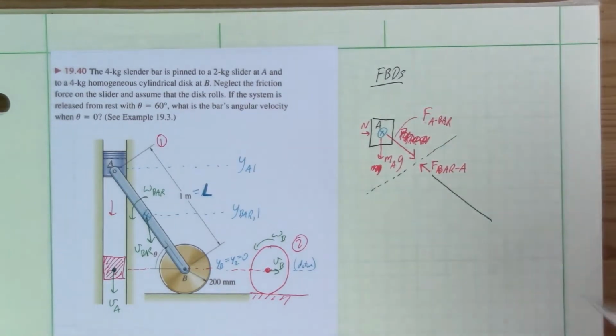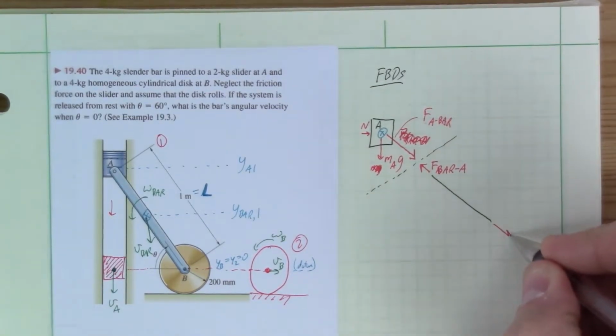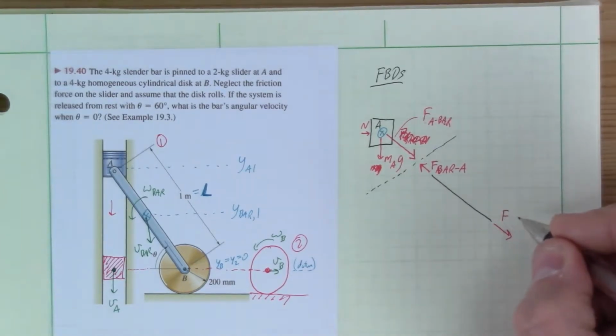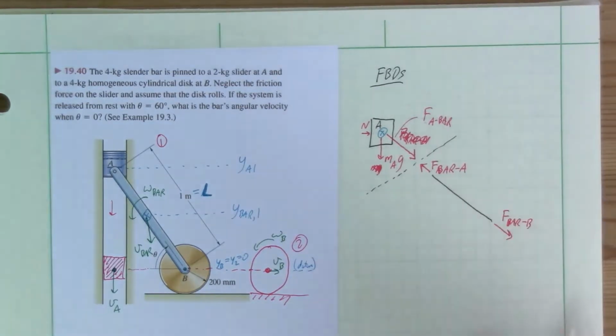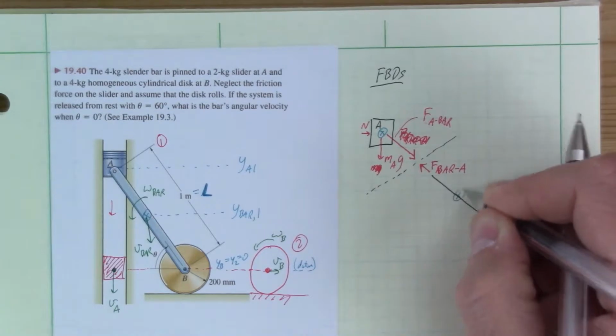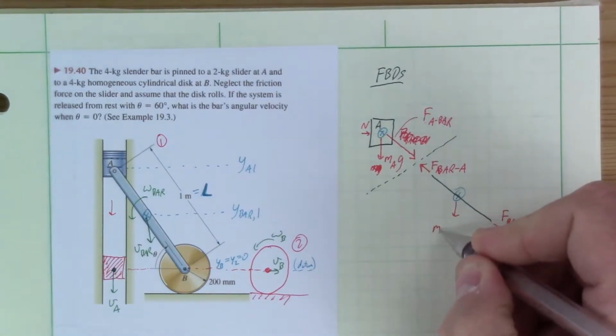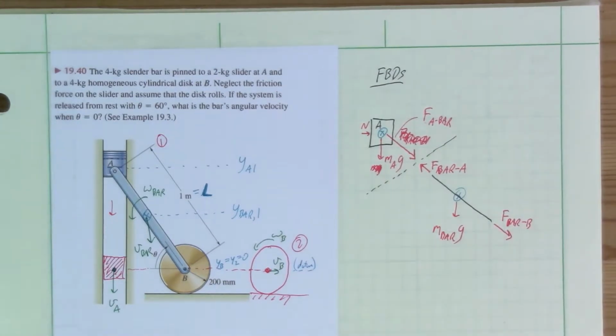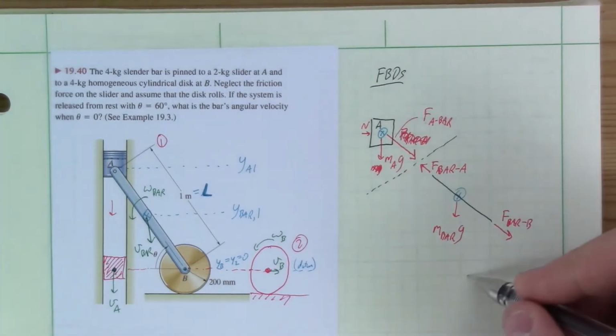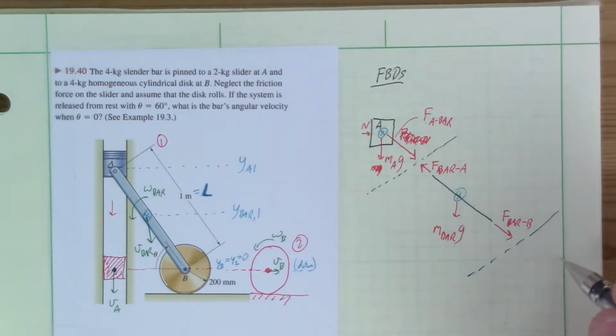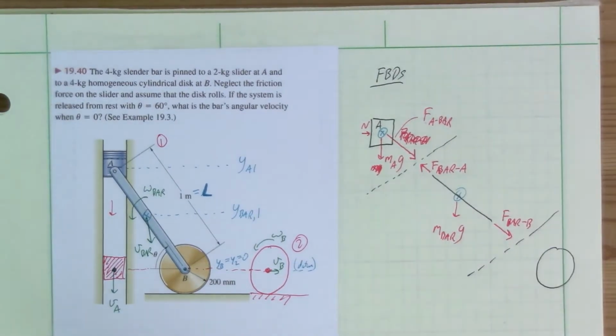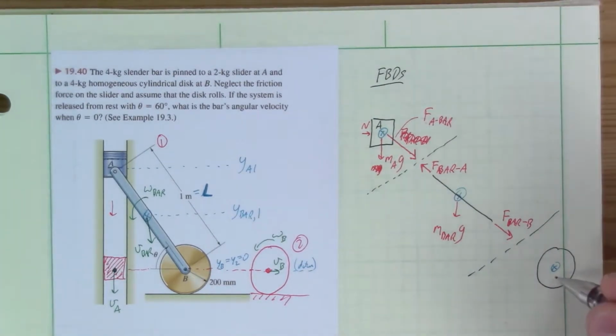Then there'll also be a force felt on the other side, that's down to B. Force on the bar due to B. And then at the center of mass, for the slender bar, there is the mass of the bar times gravity. Great. And then the last one down here, we have our circular disk, center of mass right in the center. It has a mass of B times g, also has a normal force acting upward.